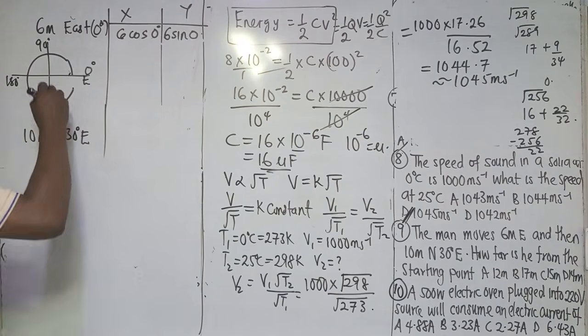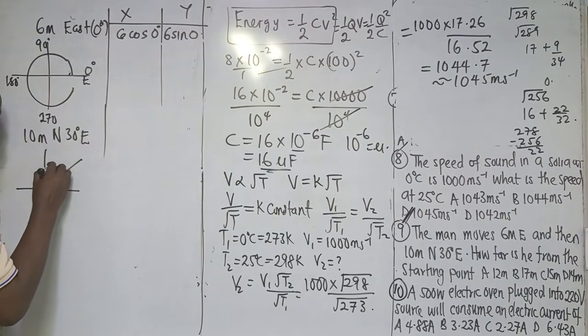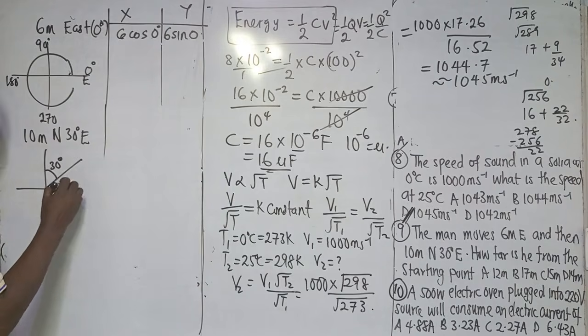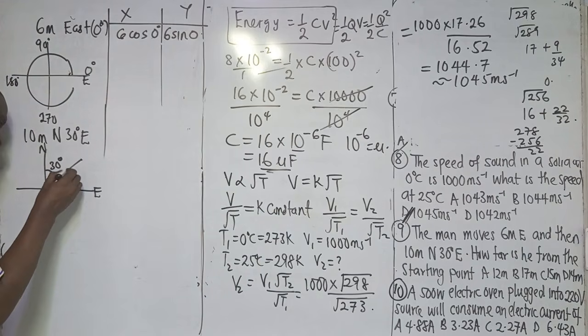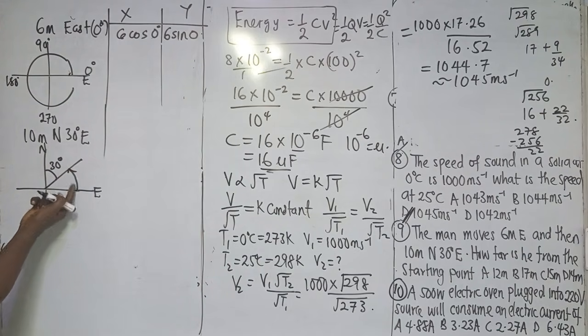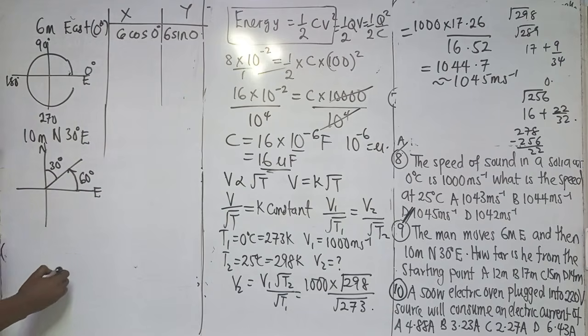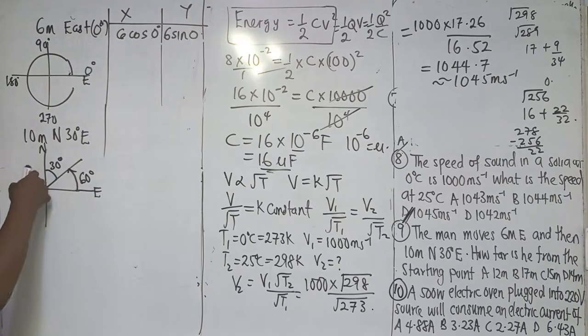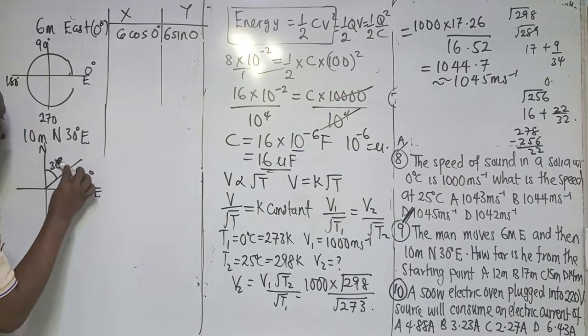How do we draw that one now? We are going to have it like this. Look at the board. This is east and this is north. So you start from here and move. You must move anti-clockwise from the east, so here will now be 60 degrees. If you don't start from the east, this one cannot be cosine, cannot be sine. So we start from here like this and rotate.